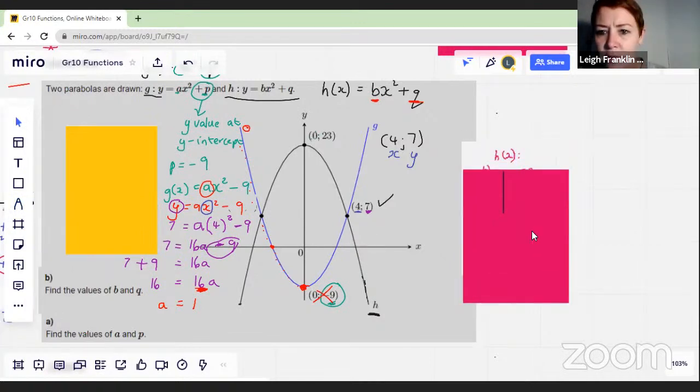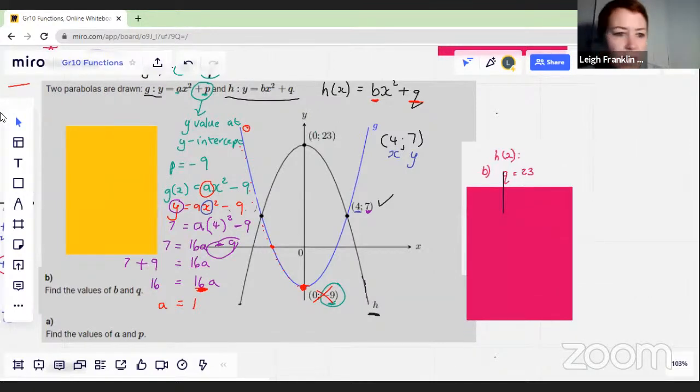Let me do this. Sorry, that black line I just drew right now. Let's just get rid of it. Come on. There we go.